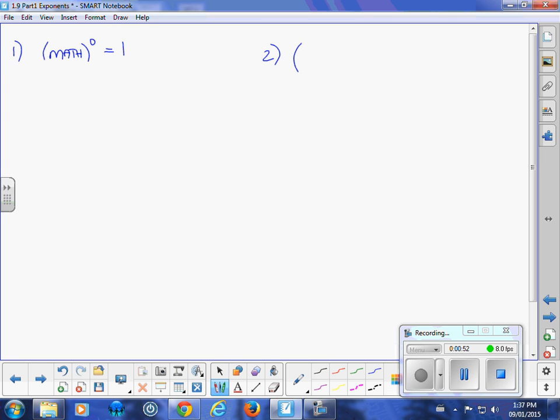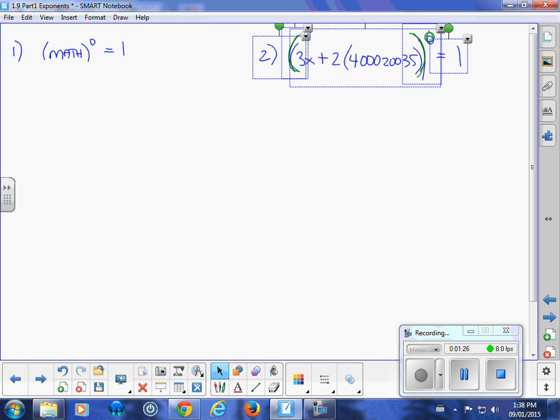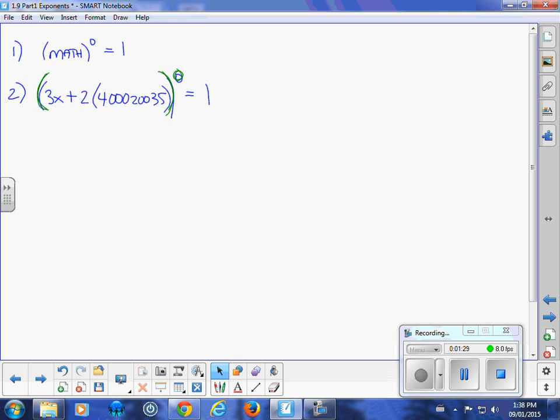If I have, and I'll throw a whole bunch of stuff in here, 3x plus 2 times 4,235,000, and then that's all to the 0. So something really big and ugly. I'll get people looking inside and figuring out what's going on inside the bracket. But at the end of the day, if this whole thing is to the exponent 0, it's simply going to equal 1. So if it looks ridiculously ugly, ask yourself, first of all, is this just one of those trick questions? Just testing, do we know what's going on?